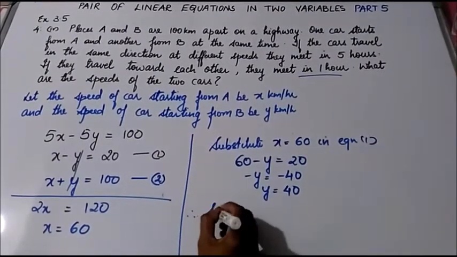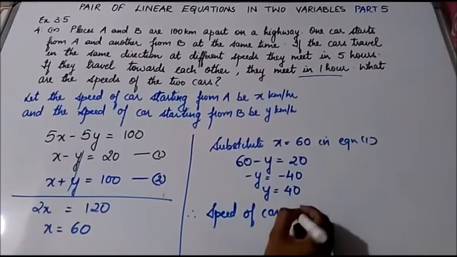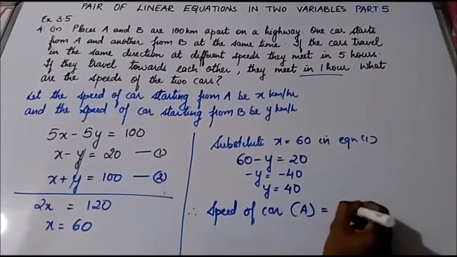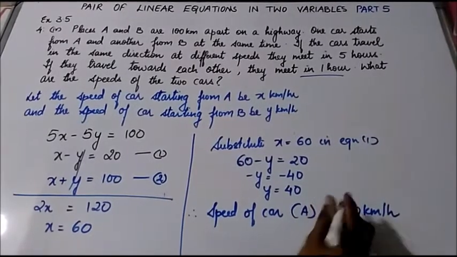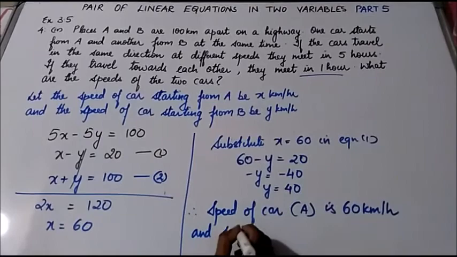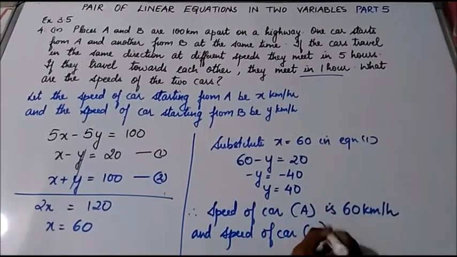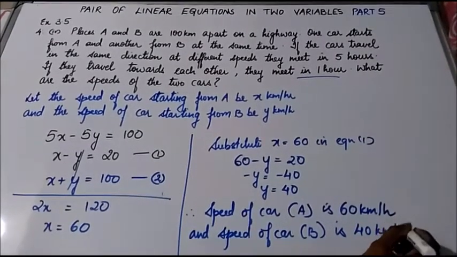Therefore, speed of car starting from A is equal to 60 km per hour and speed of car starting from B is 40 km per hour.